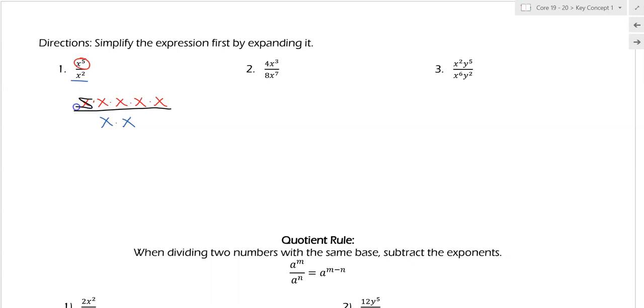Well, right, these are the same, they go away. These are the same, they go away. Okay, so now I have x to the third. And that's it, right, because there's 1, 2, 3 of them. Same thing here. I have 4.